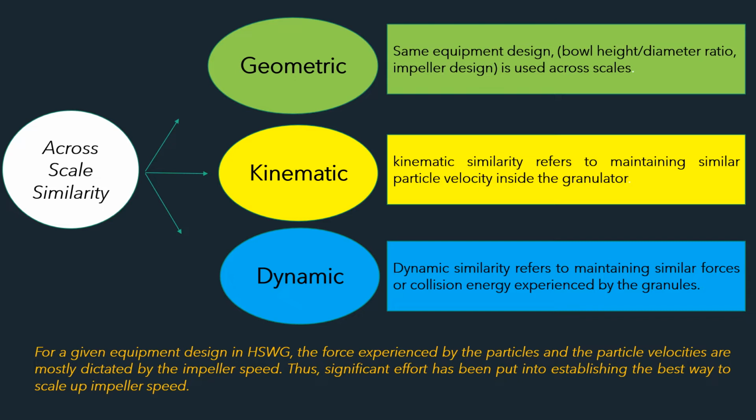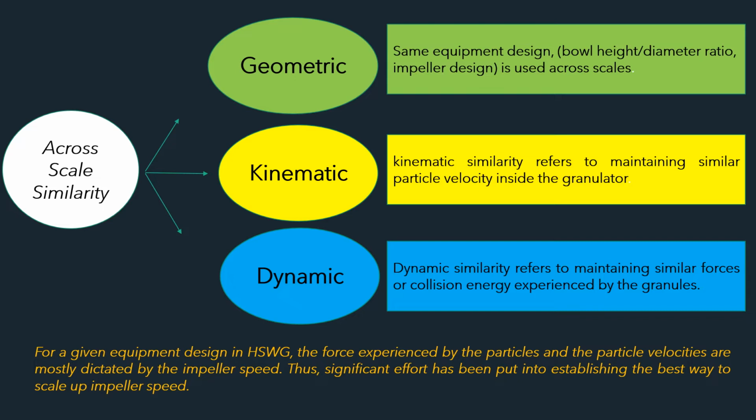Okay. Then we focus on the kinematic similarity. What is the kinematic similarity? The kinematic similarity refers to maintaining the same particle velocity inside the granulator. See, in small scale also the impeller moves, and by that the particles move, and based on that we add some binder, and based on that some nucleation and granulation starts happening, and the size of the granules increases. So this is the basic mechanism of the granulation, right? So if we maintain the same particle velocity across the scale, then we can achieve scale up. That is the principle of the kinematic similarity.